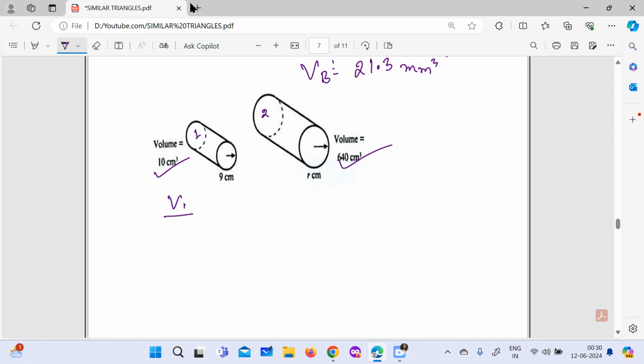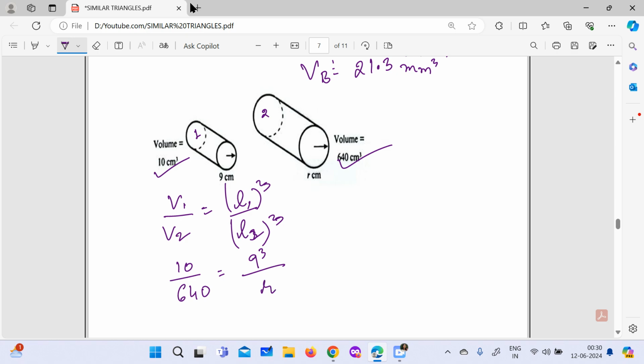So I will say ratio of the volume is equal to ratio of the length and whole cubed. Sorry, yeah, cubed. Why did I write this? Yeah, this is cube. So we know that V1 is volume 1 is 10 and volume 2 is 640, and the length one, that is the radius, that is 9 cubed over L2, this, that is nothing but R, and I need to figure it out. Okay, let's see how to do this.